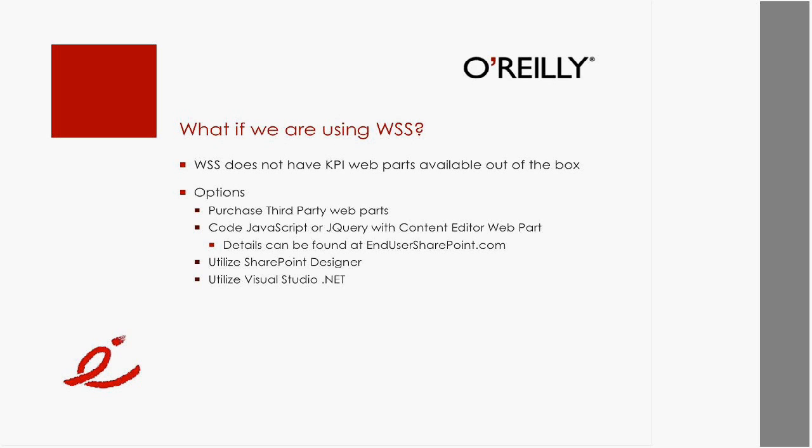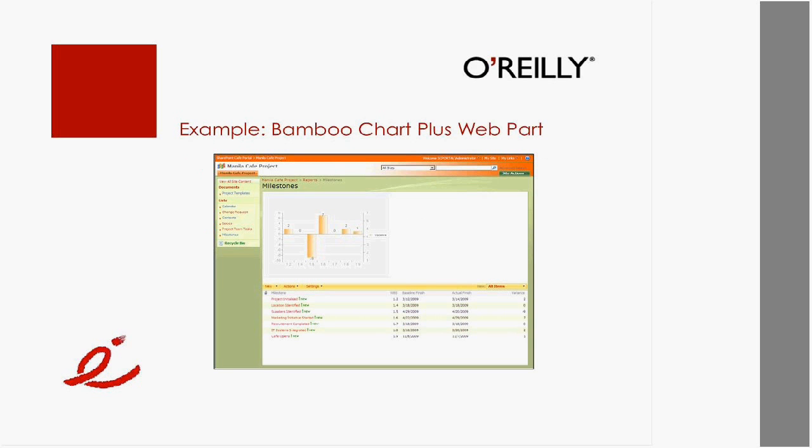Now, for example, I'm just giving you screenshots here. In this case, if I had WSS, I didn't have MOSS, so I don't have KPI web parts. I can certainly get third-party web parts, say from Bamboo. Bamboo has a web part called Chart Plus, and that's what you're seeing up top. And the way I've defined or used this web part is to show the variance in a bar chart format. So again, it still gives me some kind of visual indicator. That's one way to do it.